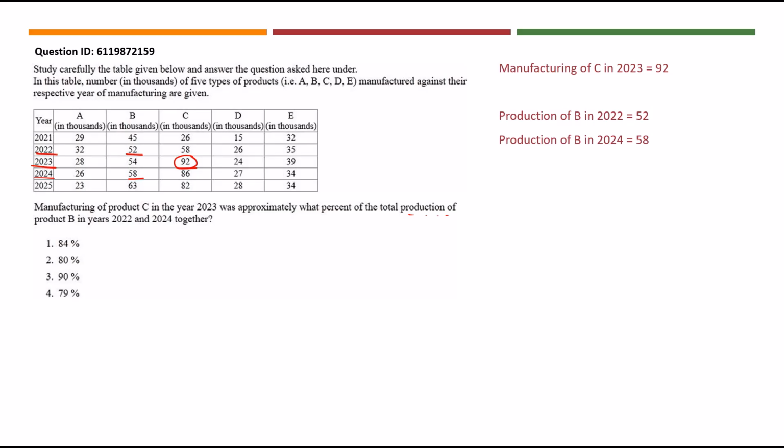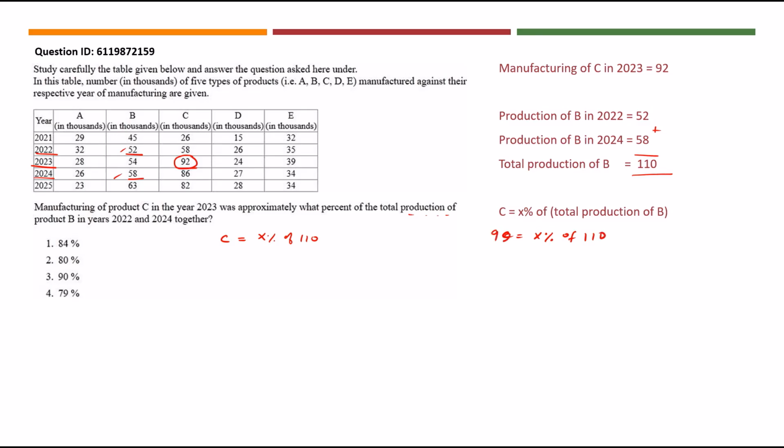So we will use the production term here for B. In 2022, it is 52 and 2024 it is 58. So they are asking together, so you have to find the sum now. Total production of B will be 52 plus 58, which is equal to 110. Now what is the question? The product C's value is approximately equivalent to what percentage of total production of B? So we have to find C is equal to X percentage of 110, which is the total production of B. So C is equal to X percentage of 110.